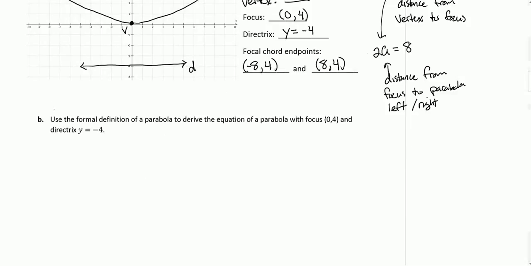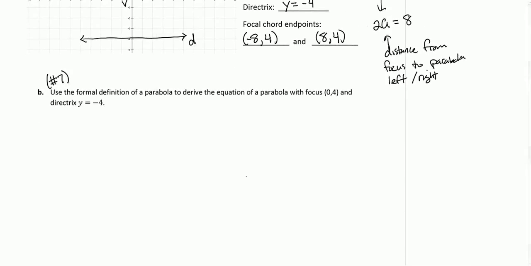Part B is taken from number 7 in the homework, and it says to use the formal definition of a parabola to derive the equation of a parabola with a focus at 0, 4 and a directrix at y equals -4. So I'm going to start with a sketch here. The sketch is going to have y equals -4, so there's our directrix, and our focus at 0, 4.